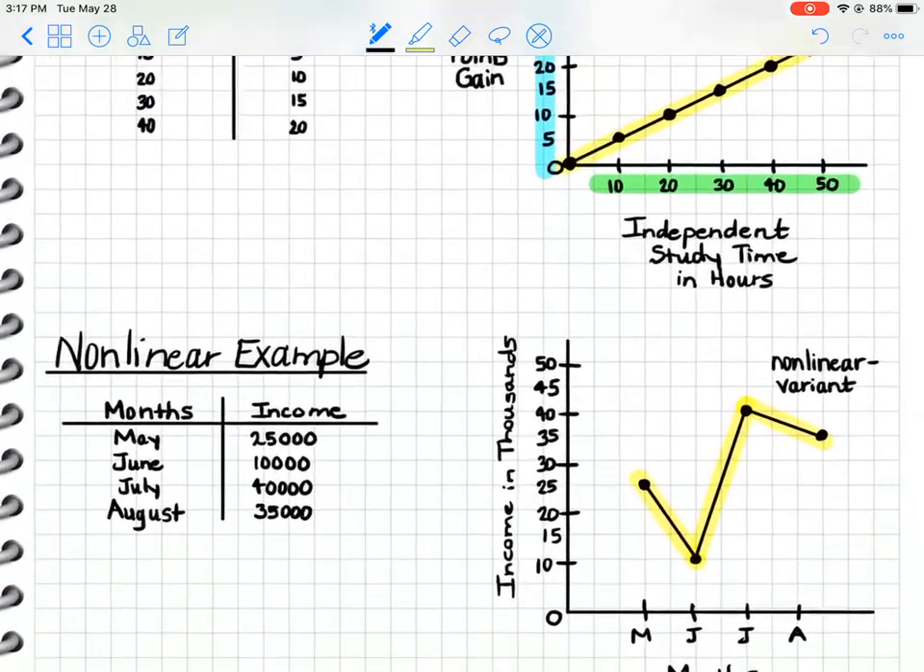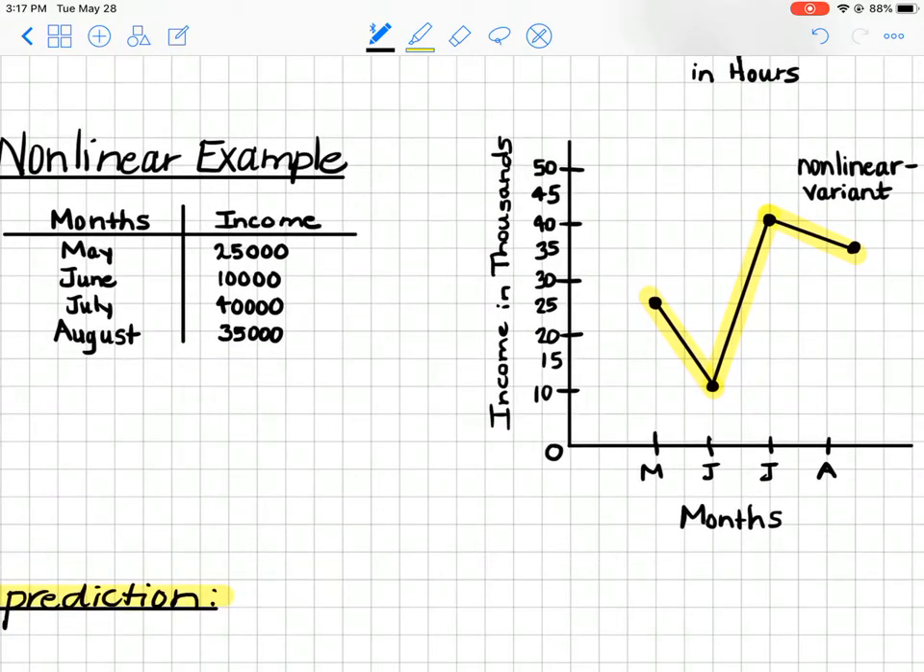And this is completely unrelated to this concept, but I want to ask you something. Would you want this job, this person whose income is shown here? And at first glance, you might say no. There's no way, because at one point he's making 25,000 and then it's down to 10 and then it's up to 40 and then it's down.